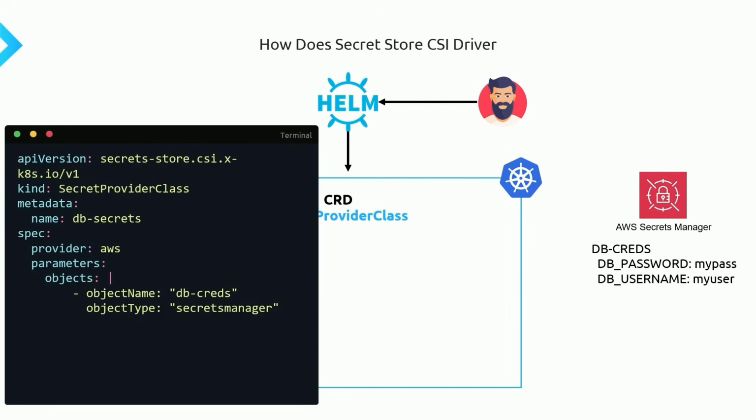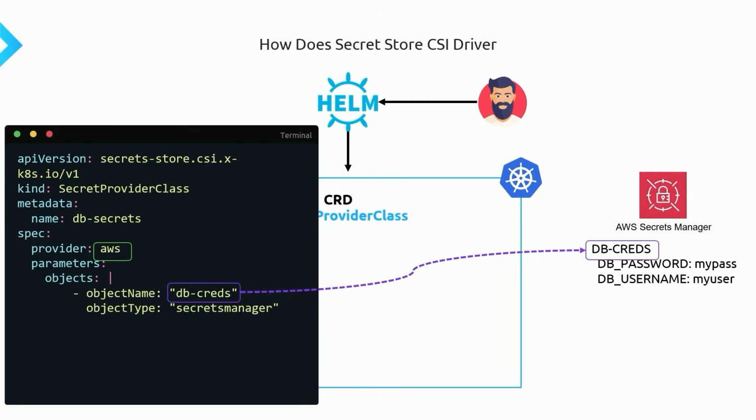So this is an example configuration of a SecretProviderClass. You can see we're using the AWS provider, and then we have to specify where our secret is stored within AWS. It's going to be stored in Secrets Manager, and here we're just giving it the name of the secret, which is going to be the name of the secret that we specified within AWS Secrets Manager.